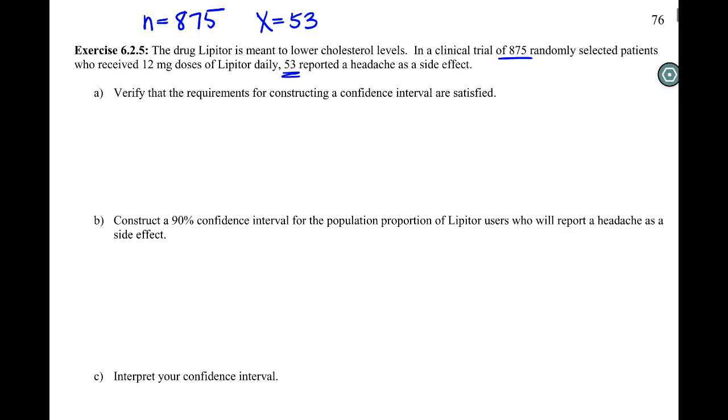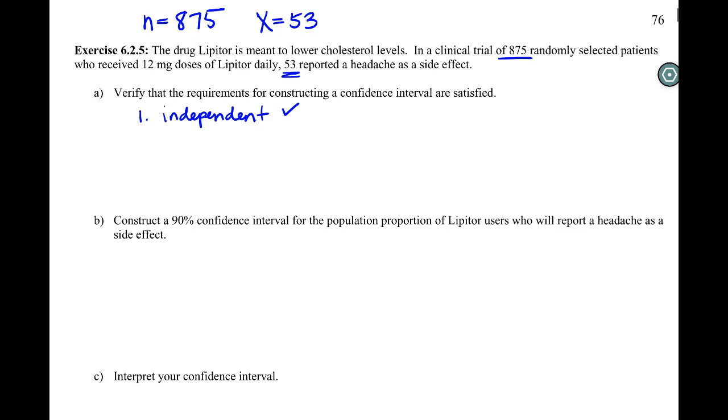Now, when we're constructing a confidence interval for a proportion, we need 4 things to be true, and they were listed on the previous page, and I said these are very important. So the first of our requirements, we need each of these people or each of the trials to be independent of one another. So is there any reason that one randomly selected patient would influence the next randomly selected patient having a headache as a side effect?